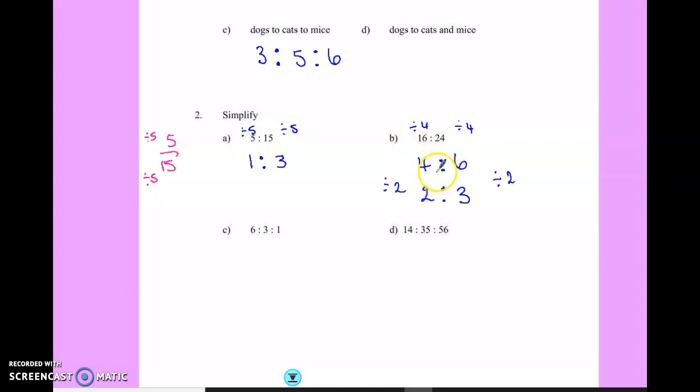We can do this with more than 2 numbers in a ratio. We can do it with 3 as well. If we look at the next one, we've got a ratio 6 to 3 to 1. Because we've got a 1 in there, we can't simplify anything because there's nothing that goes into 1. So that would just stay as 6 to 3 to 1.